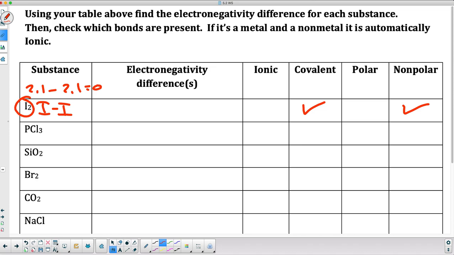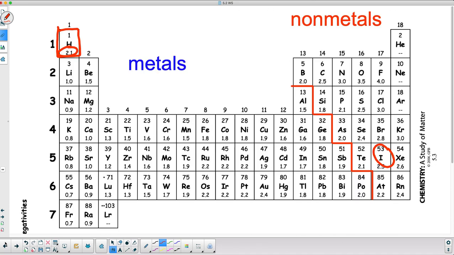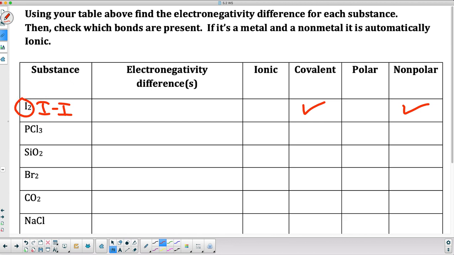So the electronegativity difference, let's see what the actual electronegativity is. For iodine, the electronegativity is 2.5, so I should change that example here to show you what it actually is, which is 2.5 minus 2.5 equals 0. And if it's 0, it's nonpolar. Remember, nonpolar goes from 0 to 0.4. Polar goes from 0.4 to 1.7. Okay? So that helps us determine that.